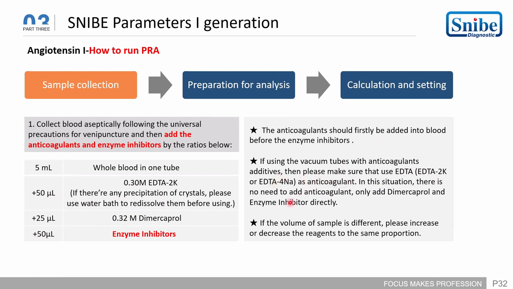So in this situation, there's no need to add an anticoagulant, only add dimercaprol and the enzyme inhibitor directly. But if you have an anticoagulant, you have to add it into the blood before the enzyme inhibitor. If the volume of the sample is different, please increase or decrease the reagent in the same proportion.